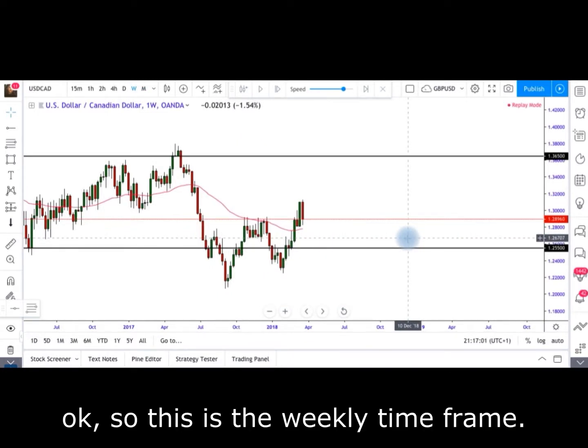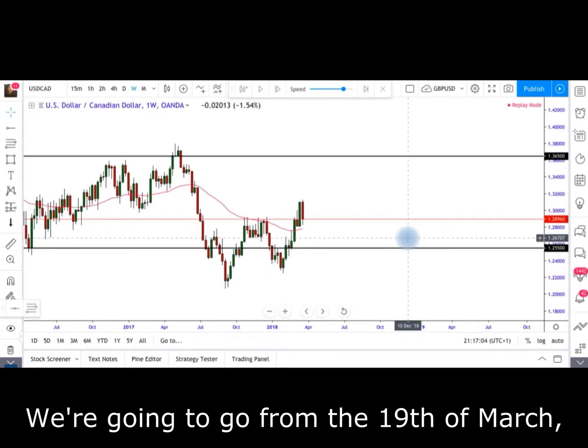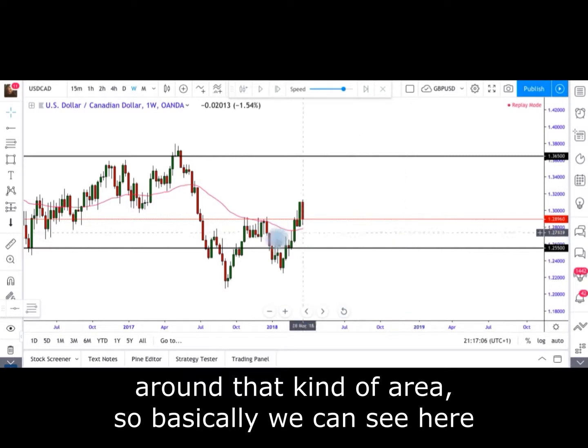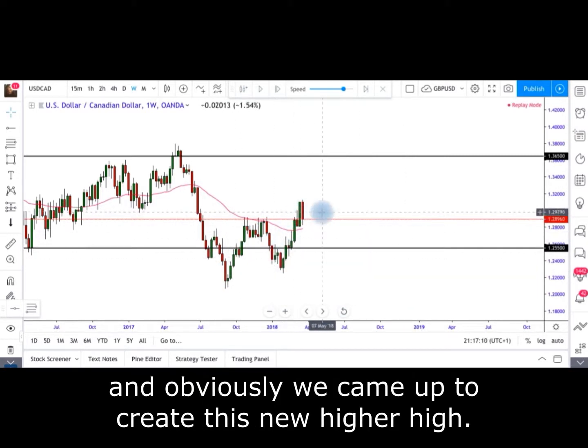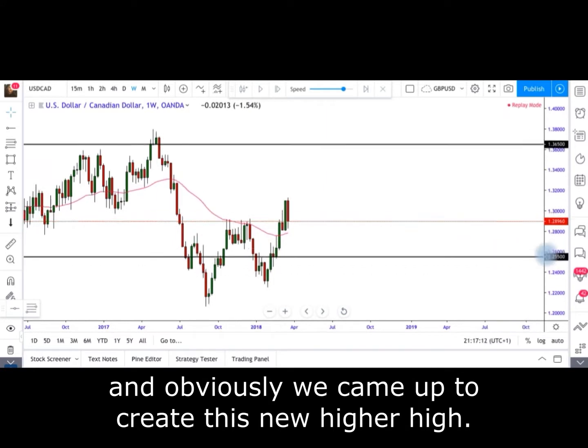Okay, so this is the weekly time frame. We're going to go from the 19th of March, around that kind of area. So basically we can see here this first move up, this pullback, and then obviously we came up to create this new higher high.